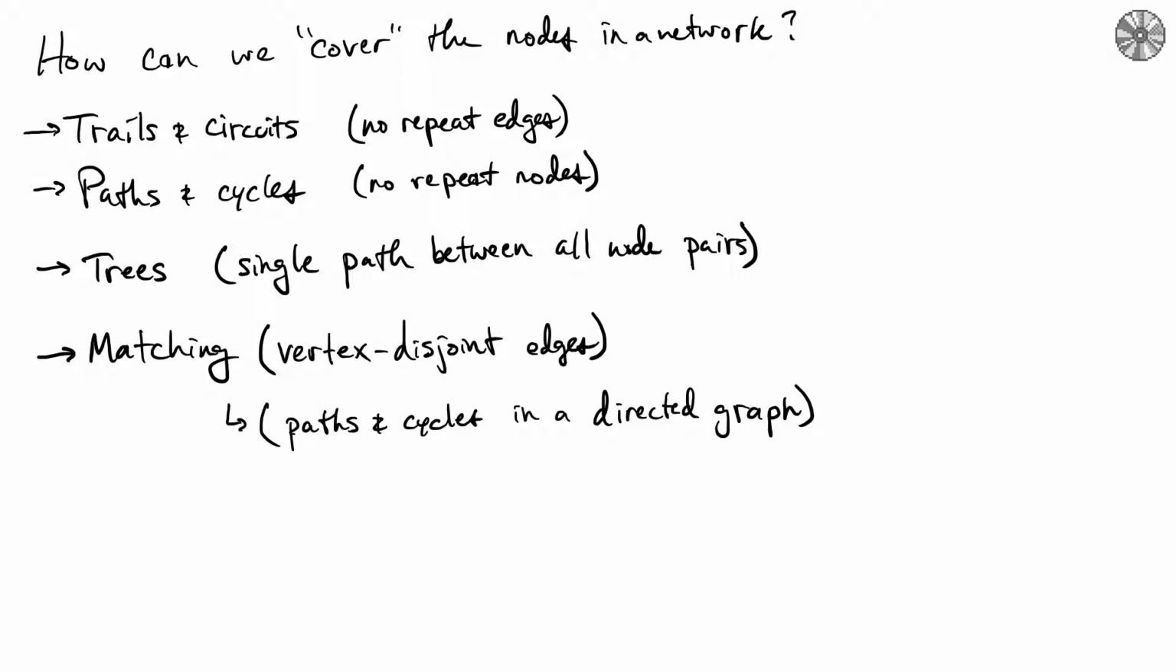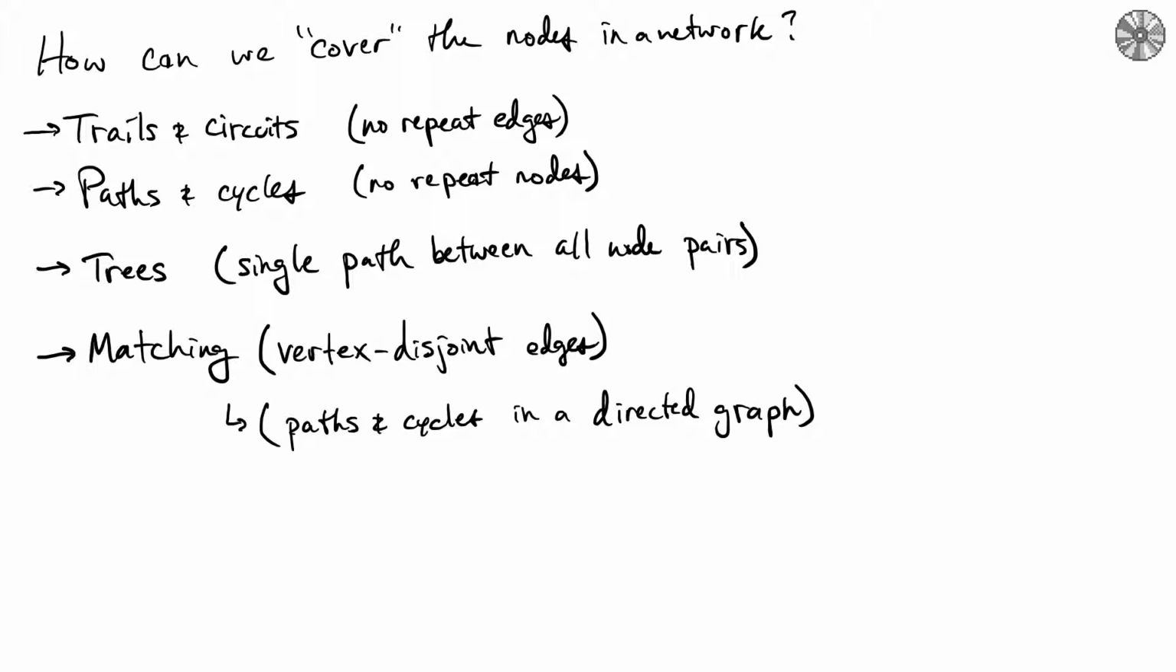This video covers a variety of different ways we can think about covering nodes or edges in a network. Effectively, what we're going to be doing is building subgraphs of a network such that they have certain different types of properties. So we can talk about trails and circuits where we don't repeat any edges. We can talk about paths and cycles where we don't repeat nodes.